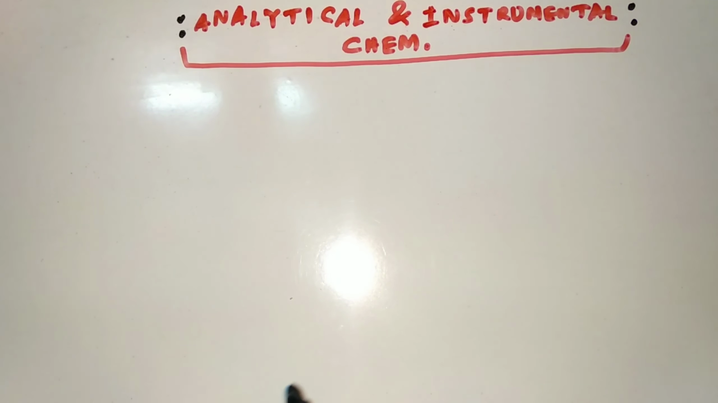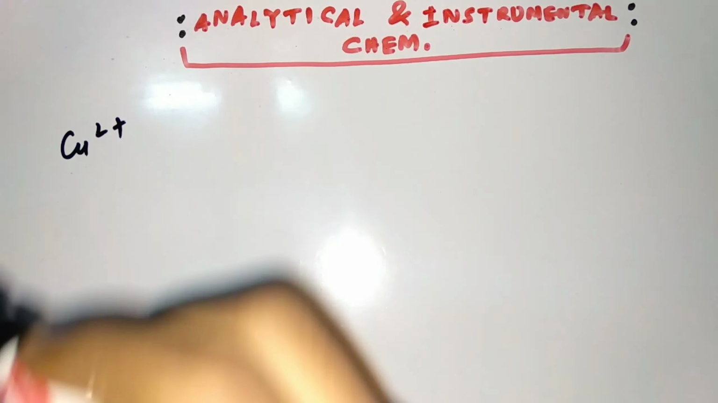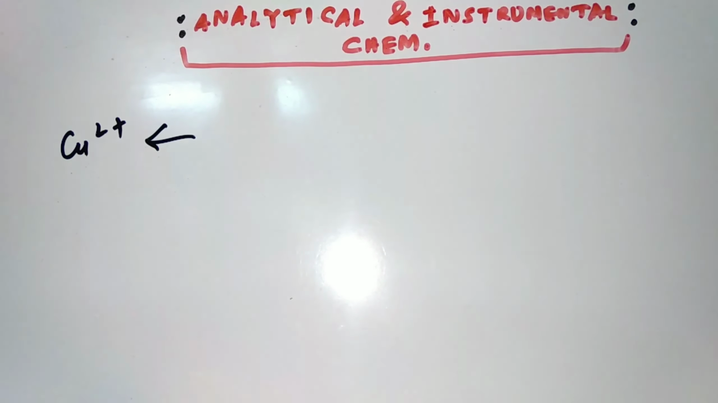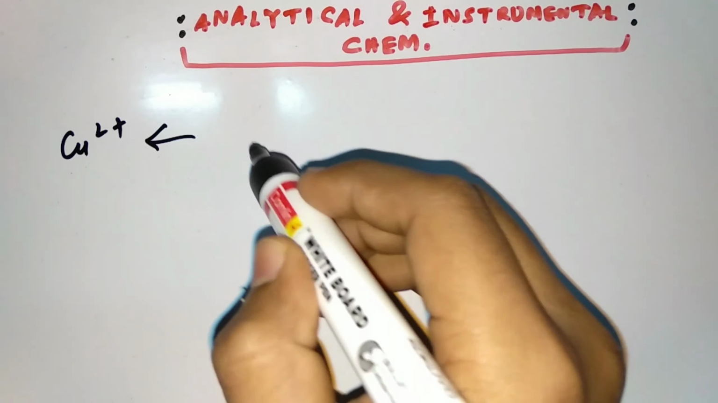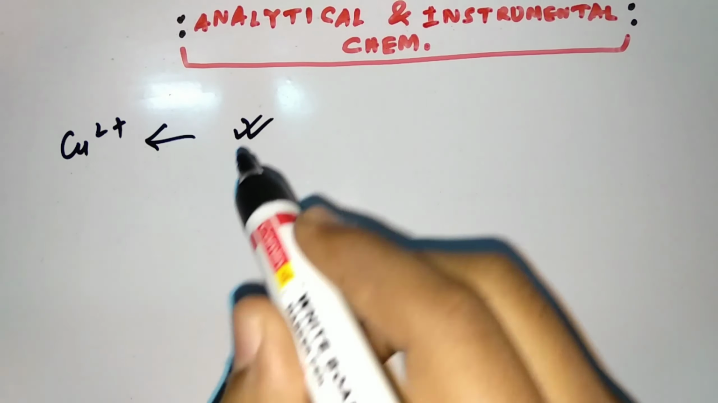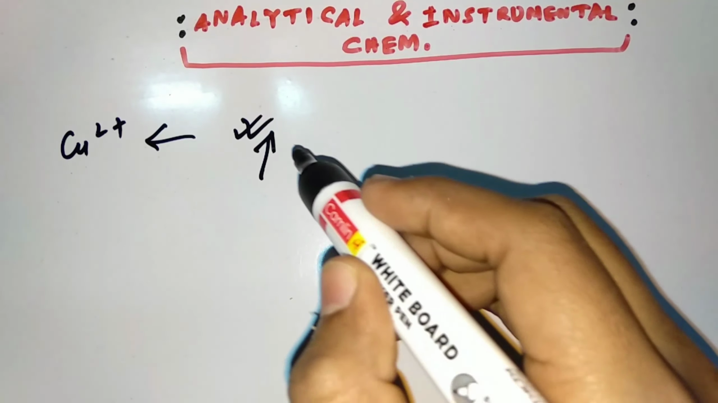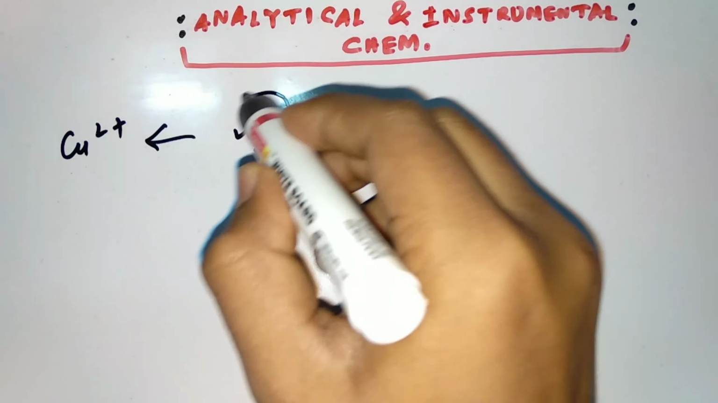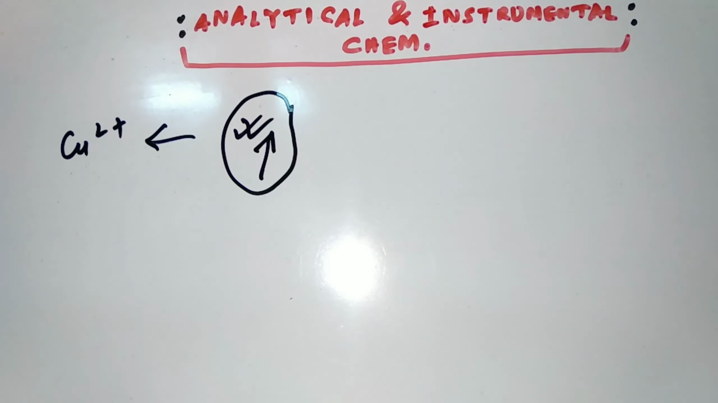For qualitative analysis, suppose you have a metal ion Cu2+, and then another reagent is added, then you will get another complex. They may ask a question on that. You have to find, or write, the color of that complex.